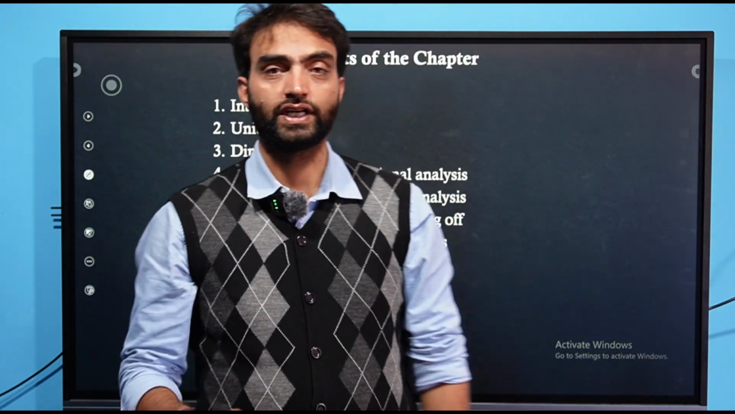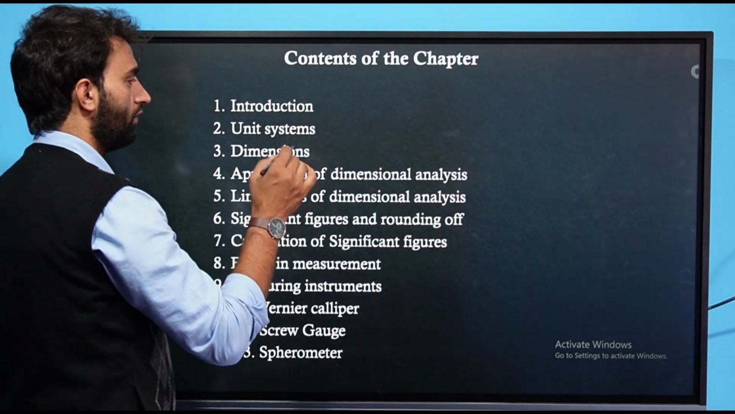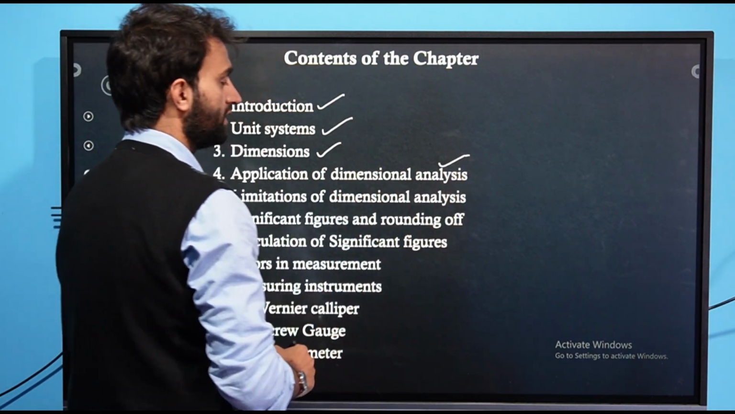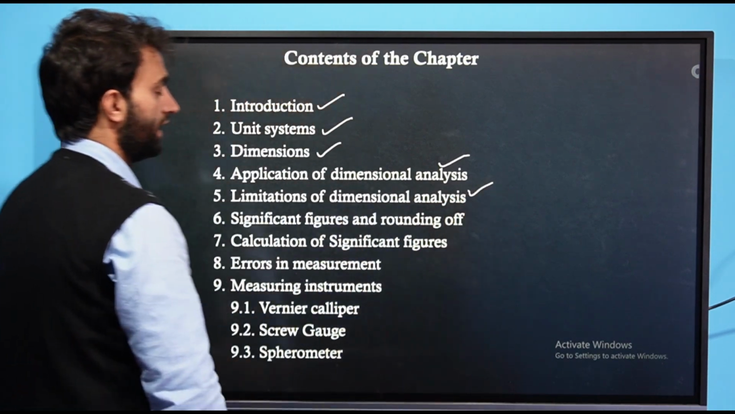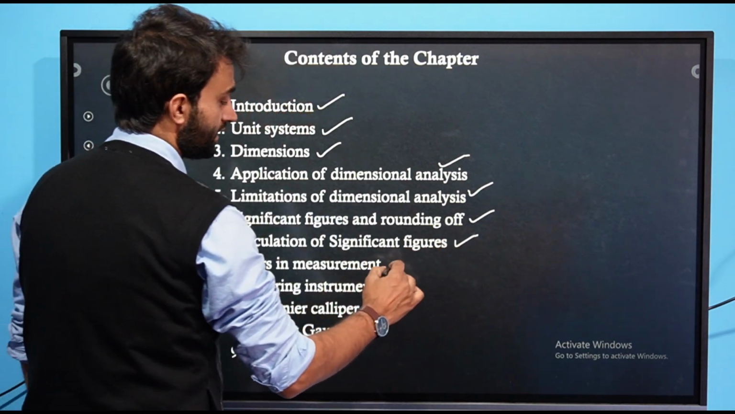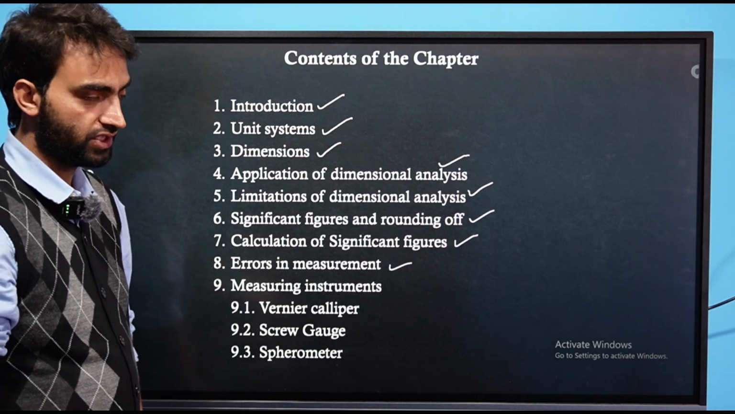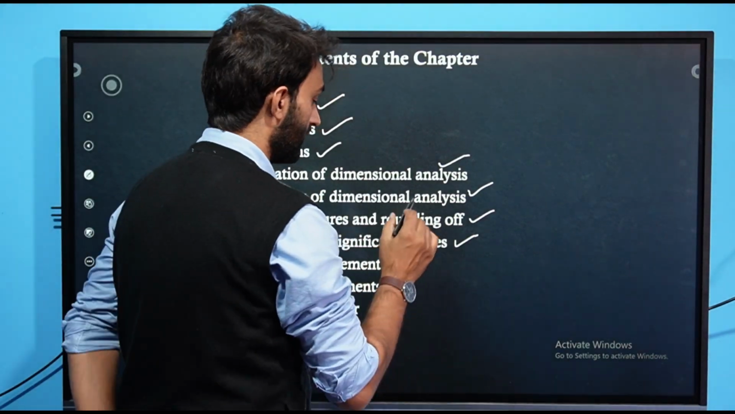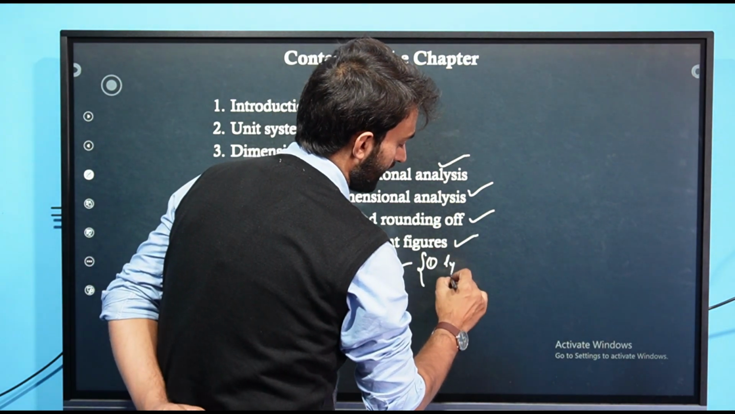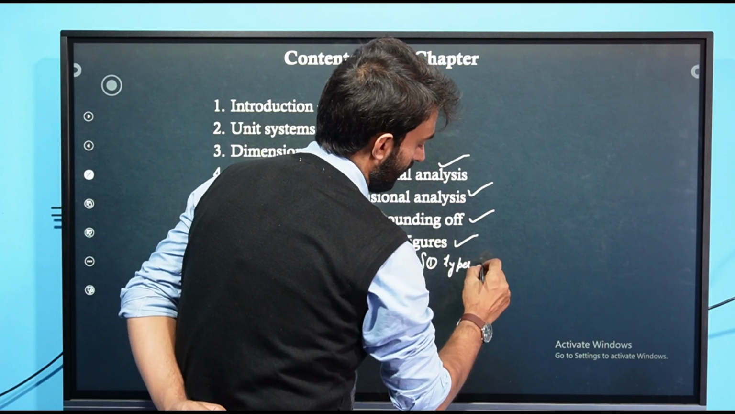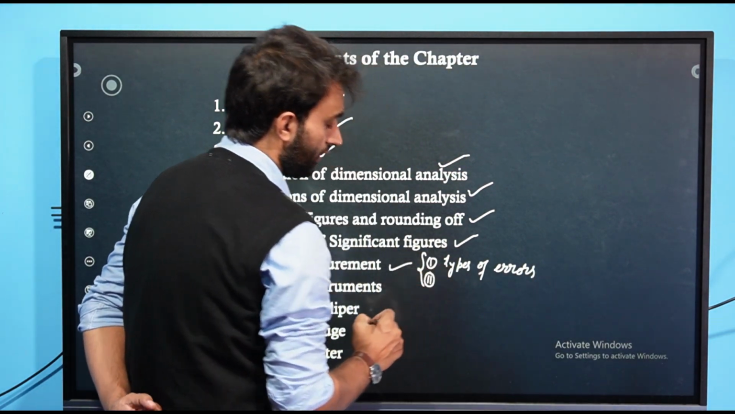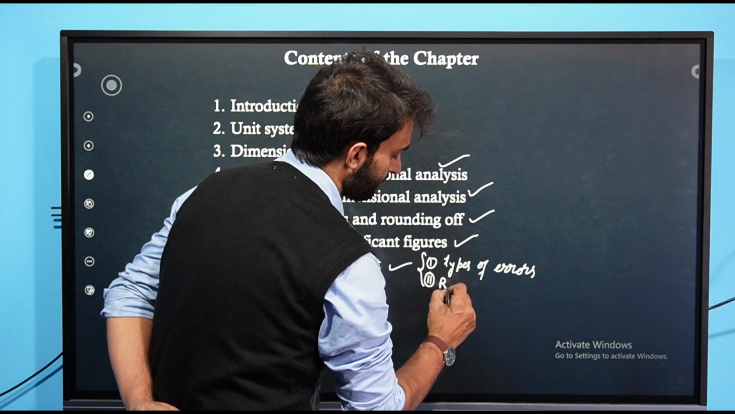Let's first of all go to the contents of this chapter, in which we have already studied introduction, unit systems, dimensions, applications of dimensional analysis, limitations of dimensional analysis, significant figures and rounding off, calculation of significant figures, errors in measurement. Now in errors in measurement, in the previous lecture we have already studied 2 topics. So let us figure out what those 2 topics are. The first topic was types of errors. The second topic, which we had already studied, is representation of errors.